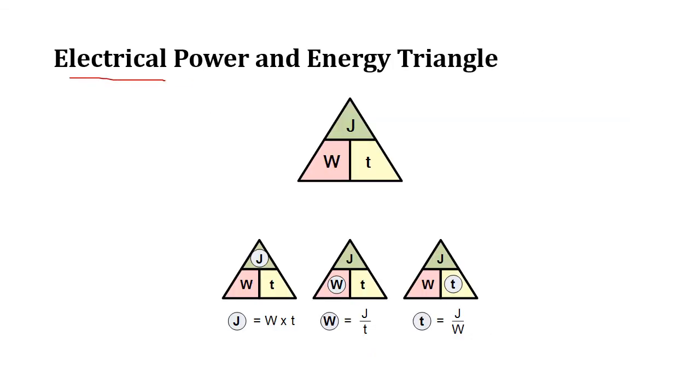So here is the electrical power and energy triangle. As previously learned, if we know the power and time, we can find the energy. If we know the energy and time, we can simply find the power. If we know the energy and power, we can find the time. So if we know two parameters on this triangle, then we can simply find the unknown parameter.